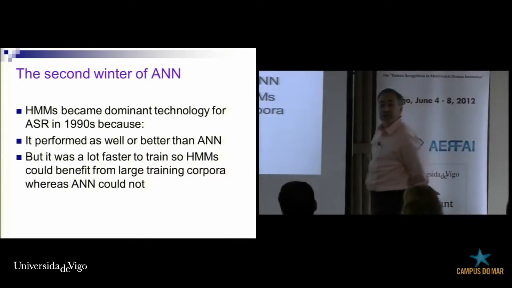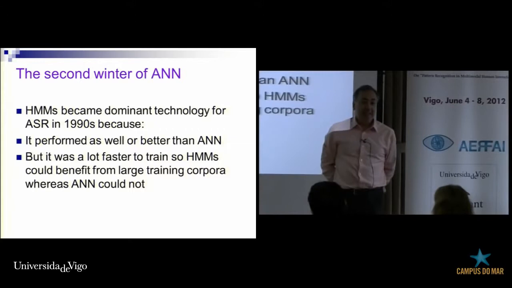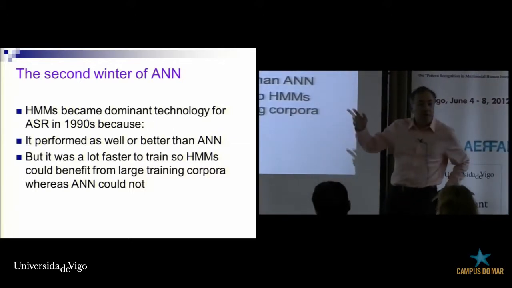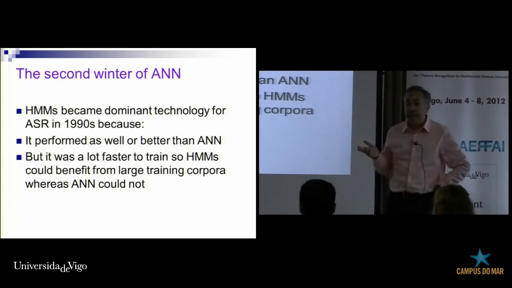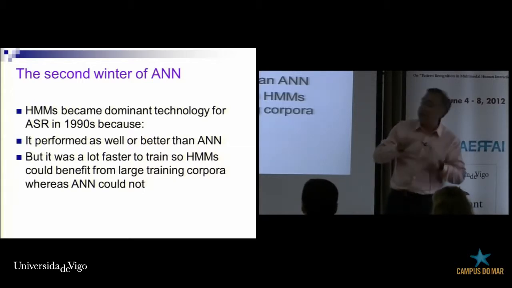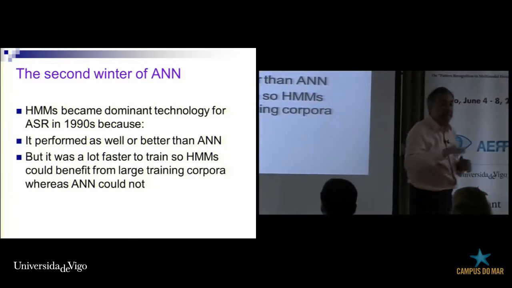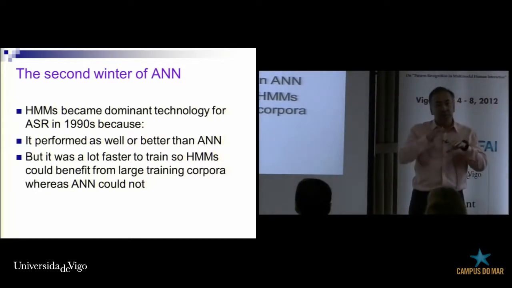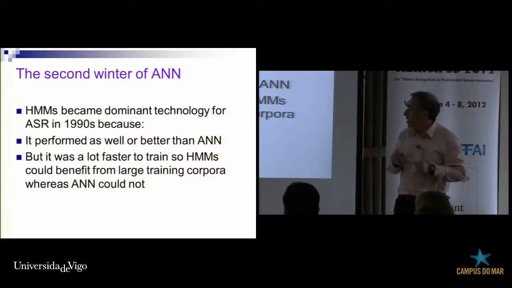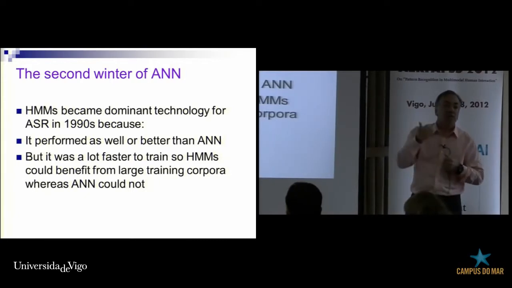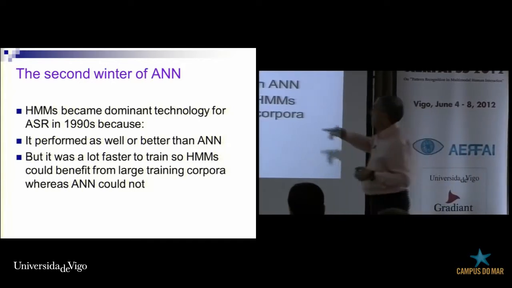But the second winter of neural networks came. This time for a very different reason. HMMs, or hidden Markov models, had been the dominant technology in speech recognition since the mid-70s, but neural networks almost took over, but never did. And the reason is that the artificial neural network systems that I described didn't do better than the HMMs, but did about the same, roughly. That's not a reason to change the incumbent. You only want to change what you're doing if it's substantially better or has other advantages. And this is about the same.